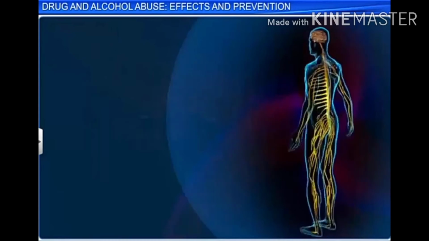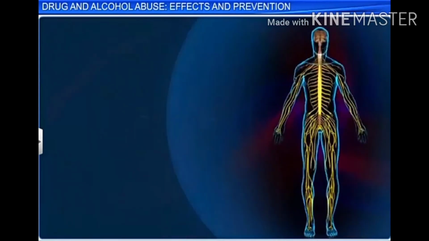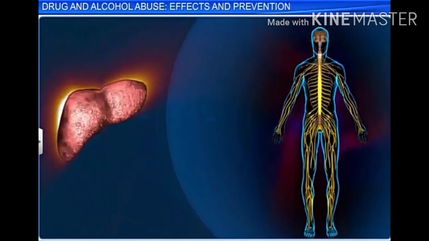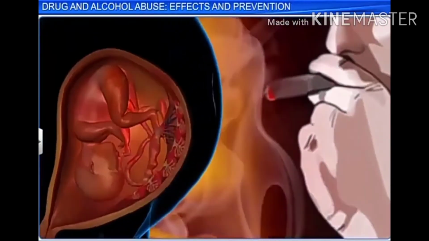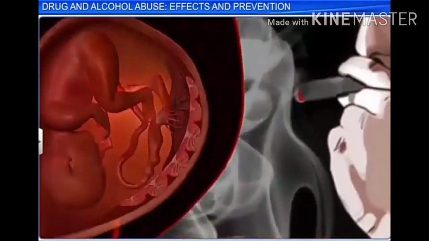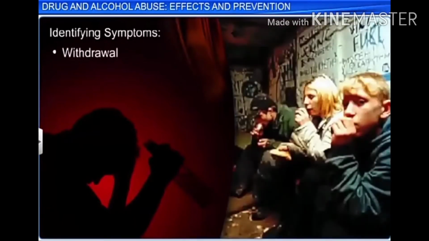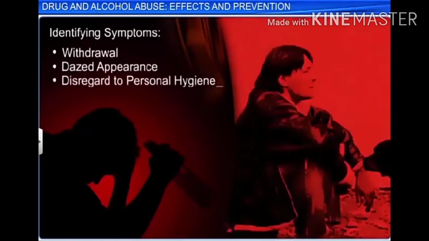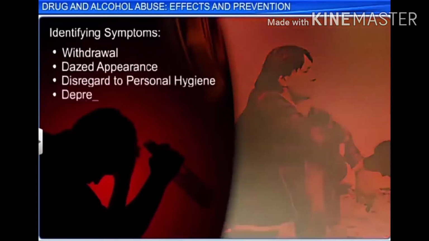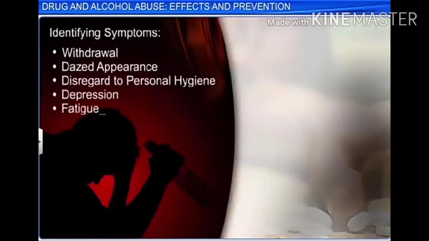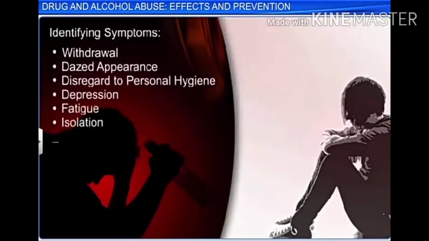Long-lasting use of drugs and alcohol damages the nervous system and causes cirrhosis in the liver. It also adversely affects the fetus during pregnancy. The identifying symptoms of drug and alcohol abuse are withdrawal, an unnaturally glazed look, disregard for personal hygiene, depression, fatigue, isolation, and rebellious behavior.